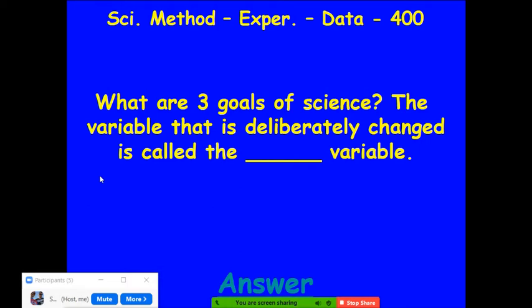All right, about 40 more seconds. 3 Goals of Science, that's in section 1-1 of your book. And I'm pretty sure 1-2 has the experiment information.